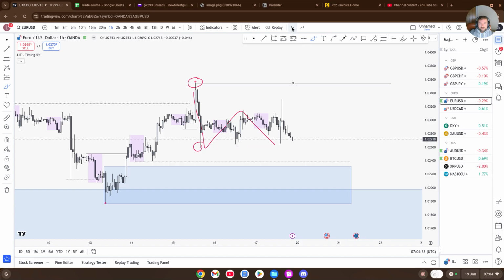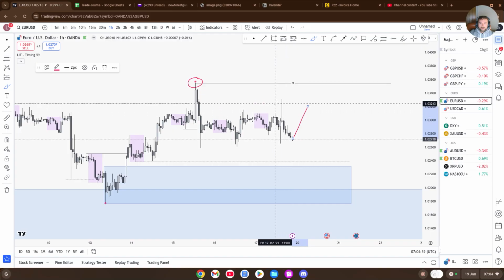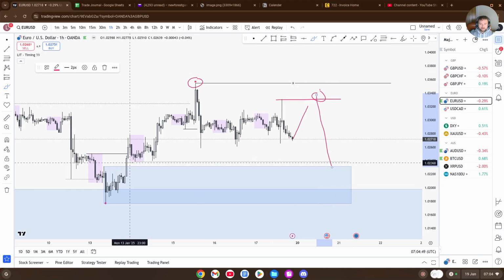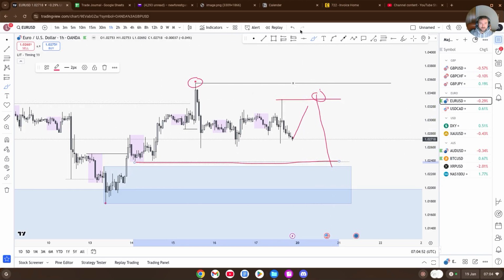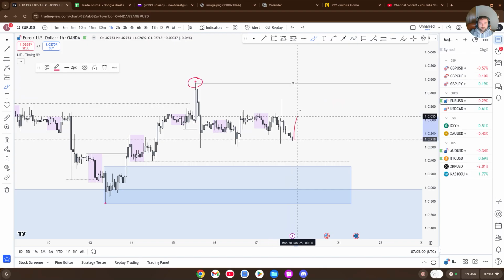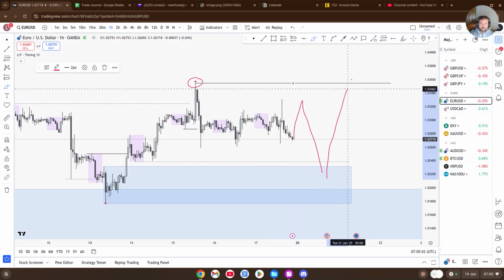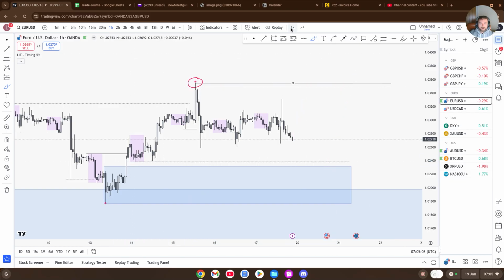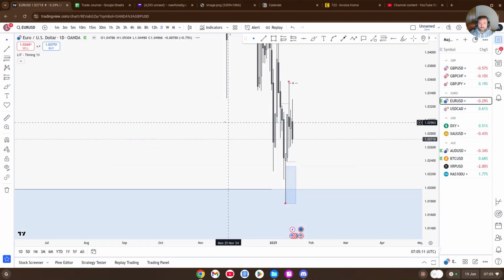So if we get a push up at the start of the week, and we'll have to see what happens, but if we get a push up at the start of the week, I may look for shorts from here to target this. But it depends what happens, because if we just drop, then I'll look for longs from somewhere in here. But if we get a nice push up, short down to here, and then long to come and take out external.